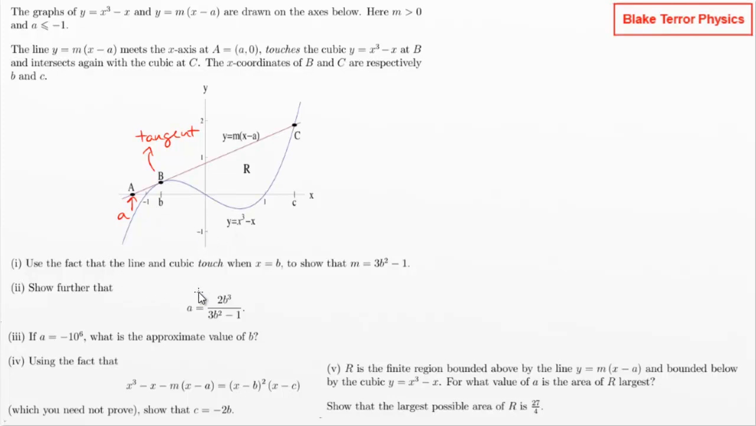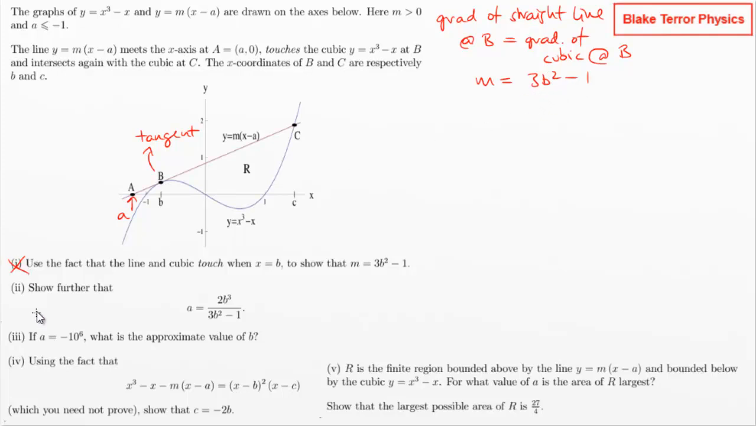Use the fact that the line and the cubic touch when x equals b to show that m is that. So we've got gradient of a straight line at B equals gradient of cubic at B. So that's what we wanted to do. The gradient of the straight line, well, that's m everywhere. Gradient of the cubic is going to be 3b squared minus 1. Oh, right, well, there we go.